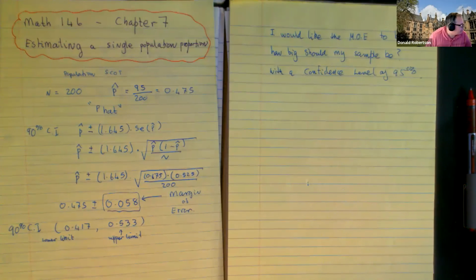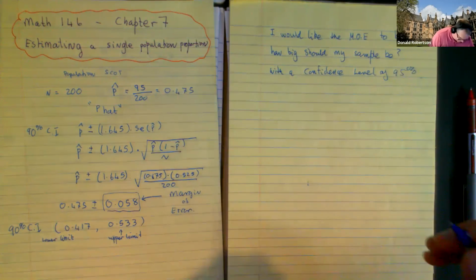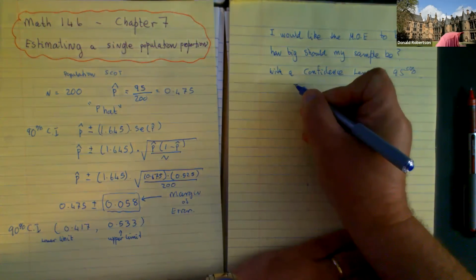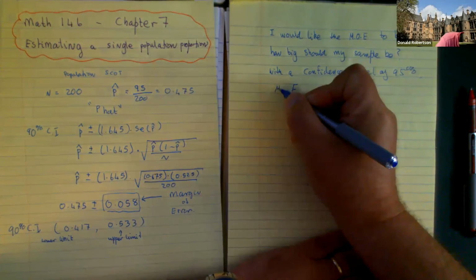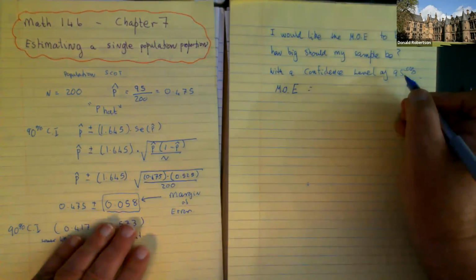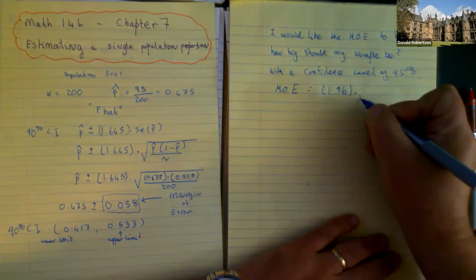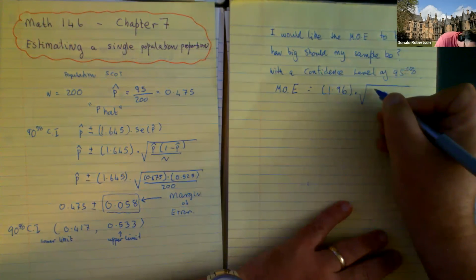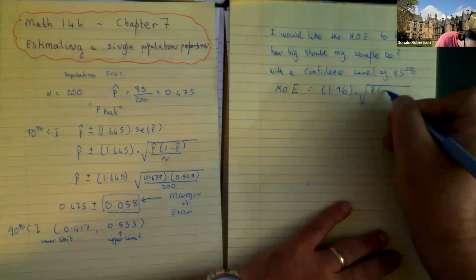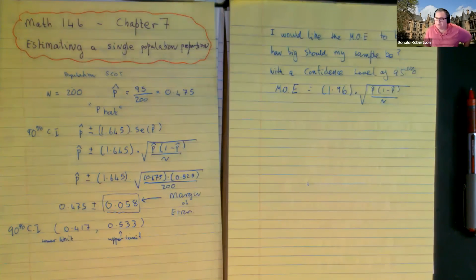So there is a formula. I'm looking for the way they've written it, so I don't end up writing my version of that same formula down. The margin of error, for a 95% confidence level, is given as 1.96 times the square root of p hat, 1 take away p hat, over n.